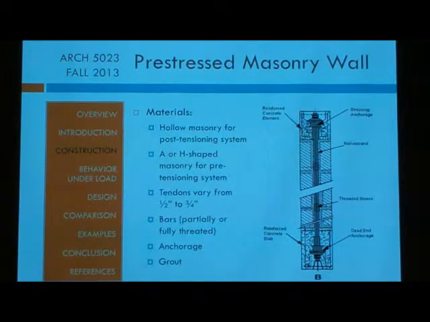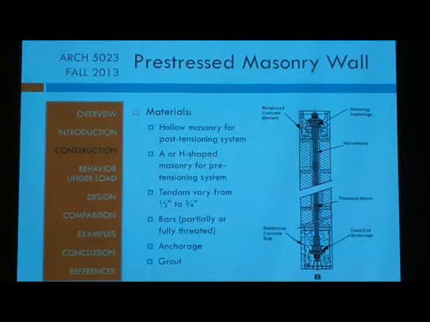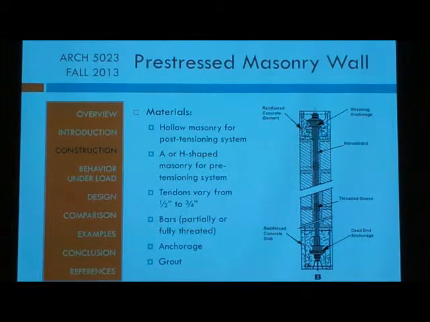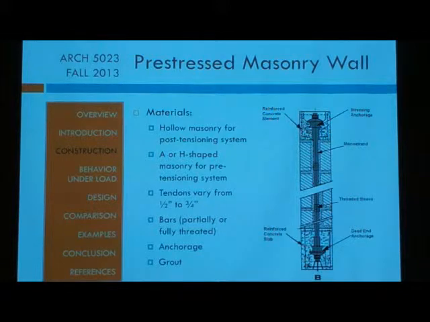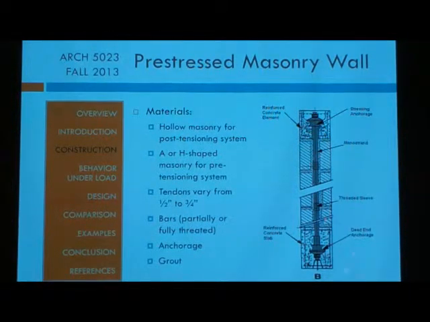So now, how are prestress walls built? Well, you have to think about whether you want to do post-tensioning or pre-tensioning. For post-tensioning, you use a hollow masonry, and for pre-tensioning, you use an A or an H-shaped masonry. You have tendons that vary from a half an inch to 3/4 of an inch. You can use bars. You use anchors and grouts. This is a detail of using a bar in the masonry.